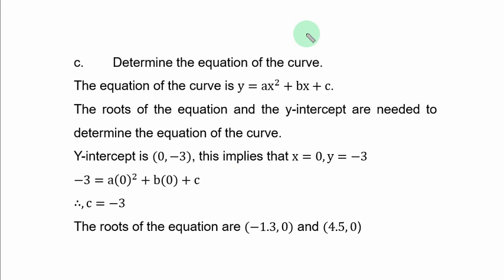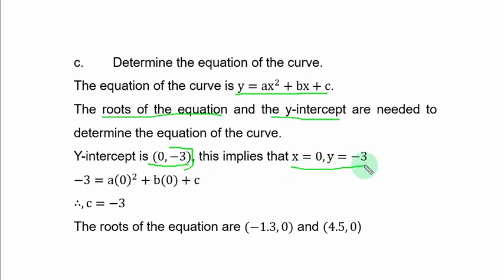C, determine the equation of the curve. As I said, that equation is y equal to as squared plus bs plus c. We need the roots of the equation and the y-intercept to determine the equation. Y-intercept, as I explained, is the point where the curve cuts the y-axis. At that point, when s is 0, y is minus 3. That is what you have here.